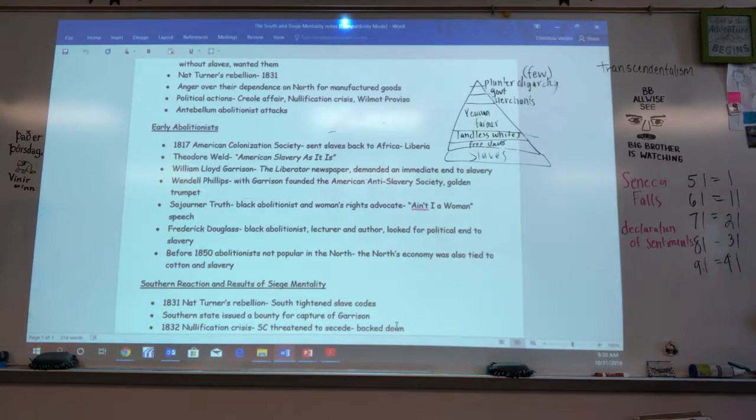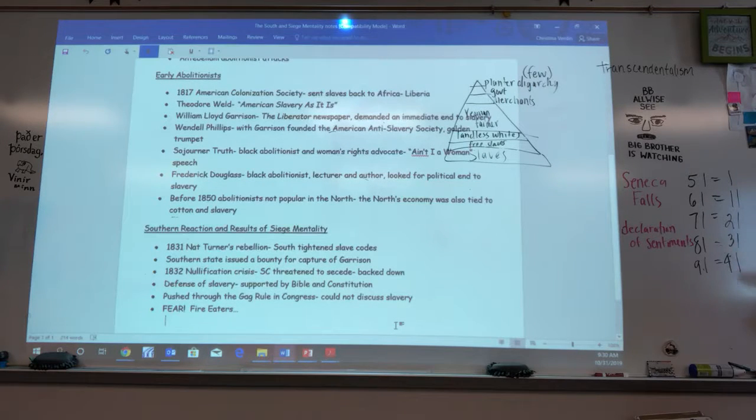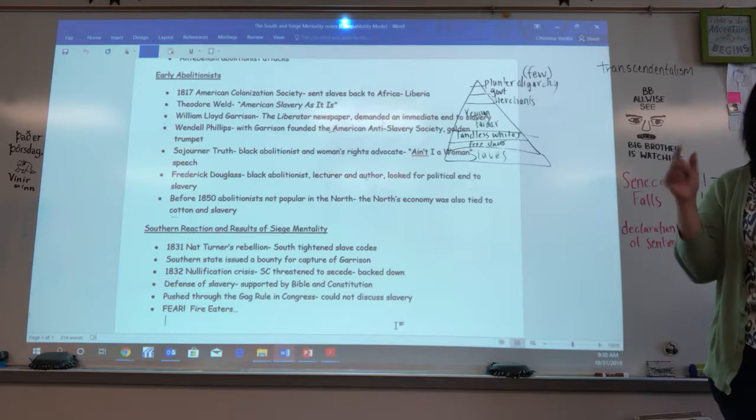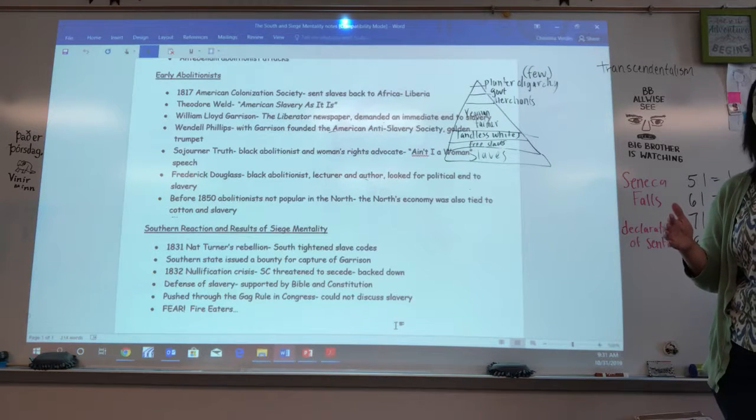We're going to see the reaction to the siege mentality as many Southerners will enact tighter slave codes. Southern states will issue bounties for Garrison. Lovejoy was killed because there was a bounty put on his head. They wanted these people to stop talking about the abolition of slavery.